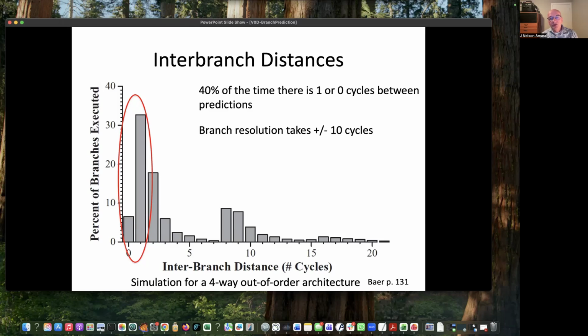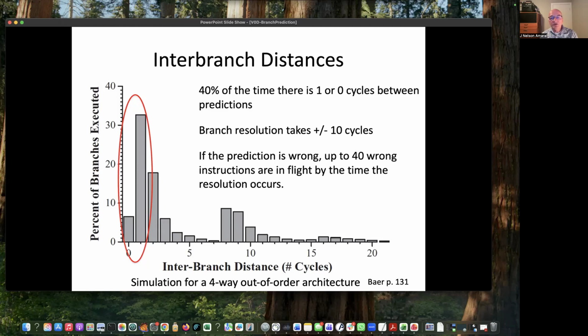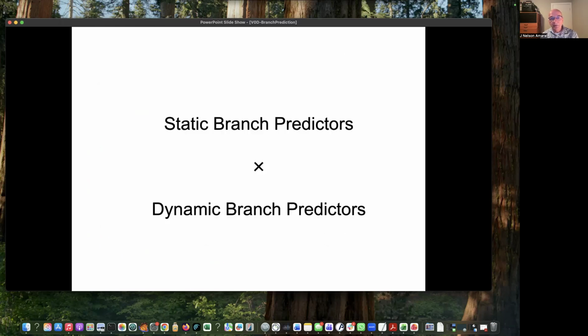Remember that the branch resolution takes more or less 10 cycles. In some of the more modern architectures, we are talking more about 18 cycles. So if the prediction is wrong in this four-way architecture, you have up to 40 instructions that are wrong and in flight, being executed by the time that you find out that you made a misprediction. And we're going to see later in other discussions that when we combine cache misses with branches, this penalty can be much higher for some cases.